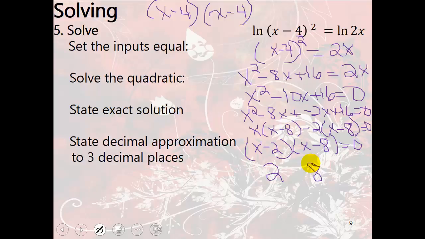If I plug in a 2, notice that I get in parentheses negative 2 over here, right? But I'm squaring it before I'm taking the natural log, so I'm okay. And then, so that gives me ln of 4, and then my other side would be ln of 2 times 2 is 4. So the 2 works. And the 8 also works. 8 minus 4 is 4. 4 squared is 16. So on the left, I get ln of 16. And then on the right, I would get ln of 16. So that one works too. And I believe that takes us to the end.